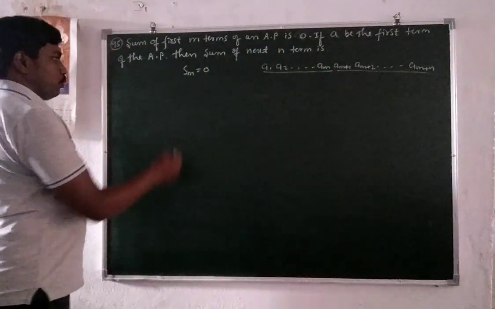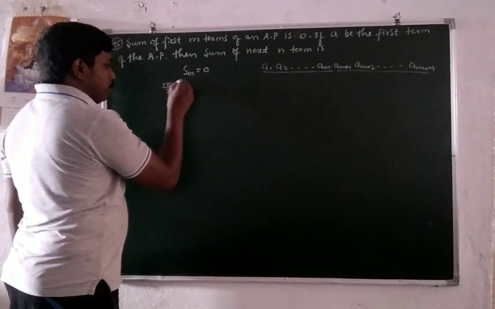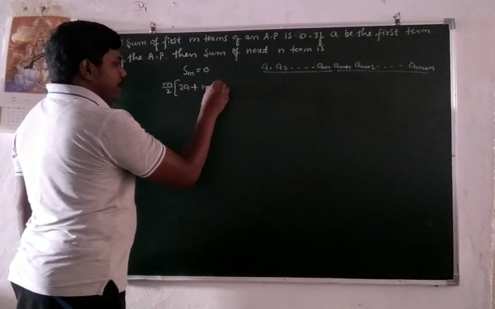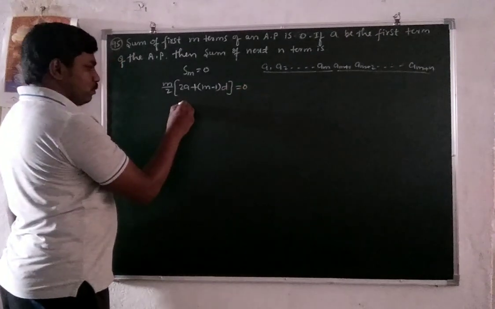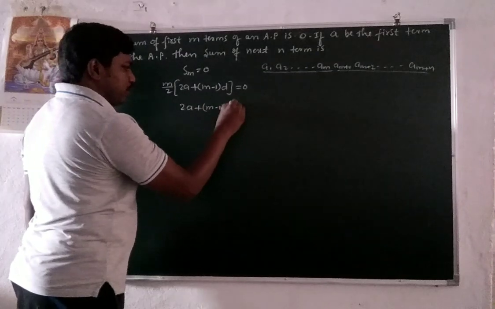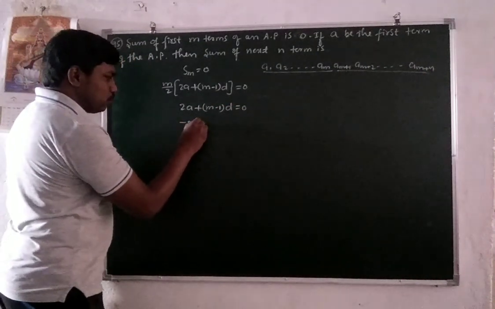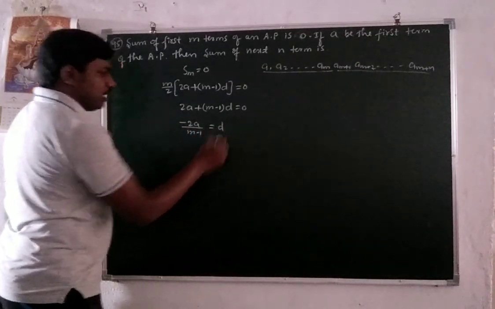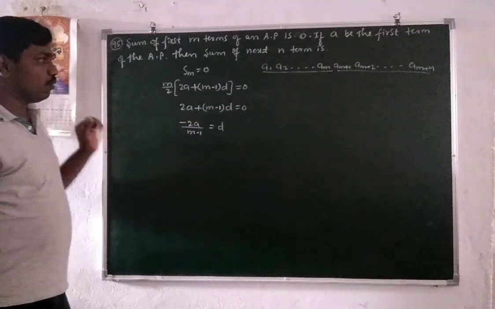Sm is equal to 0 means m by 2 into 2a plus m minus 1 into d is equal to 0. So 2a plus m minus 1 into d is equal to 0. What is d? d is equal to minus 2a divided by m minus 1.